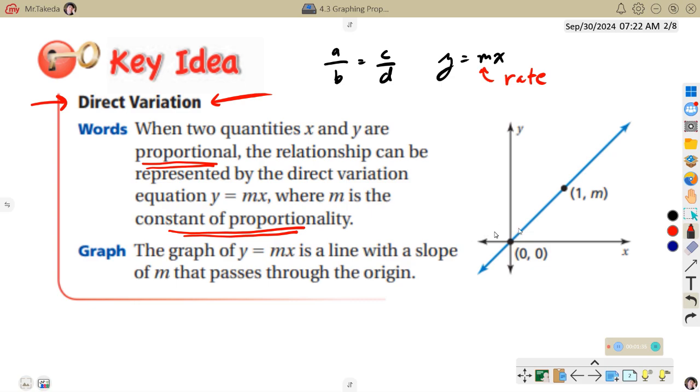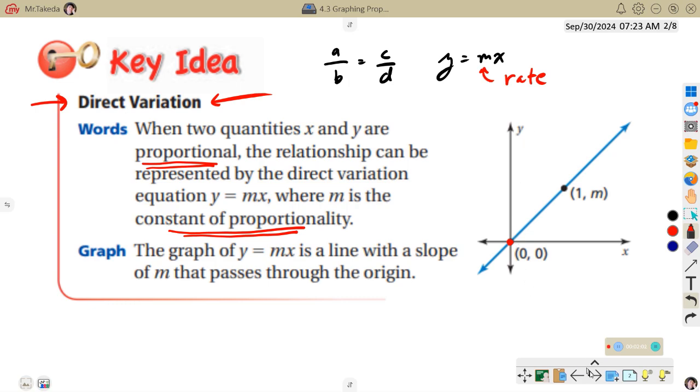Now, one thing that we know about a graph of direct variation, or graphing a proportion, is that it always goes through 0, 0. That's always a point that we're going to have when we're graphing a direct variation relationship.